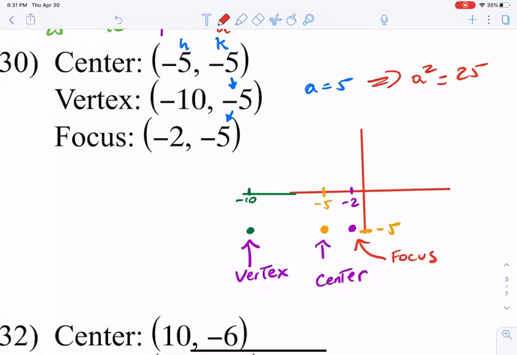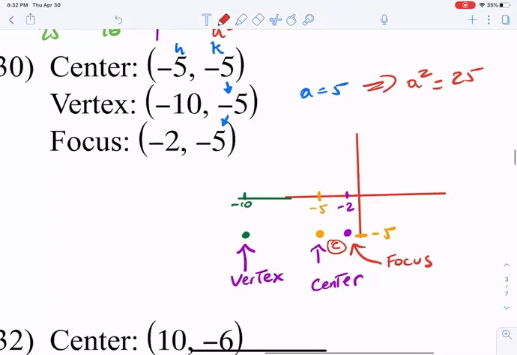So we have the focus -2 over -5. Now we need to find out what C is. Well, we're at the center, right? If you're at the center and you need to find out your C value, you know that the distance from the center to your C value should be just C distance, right?